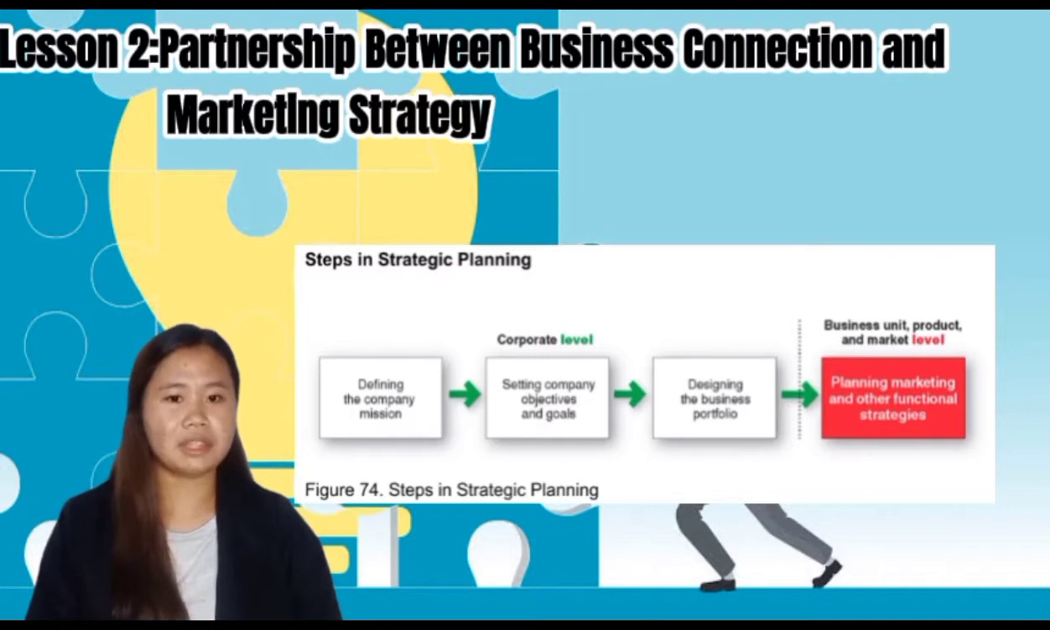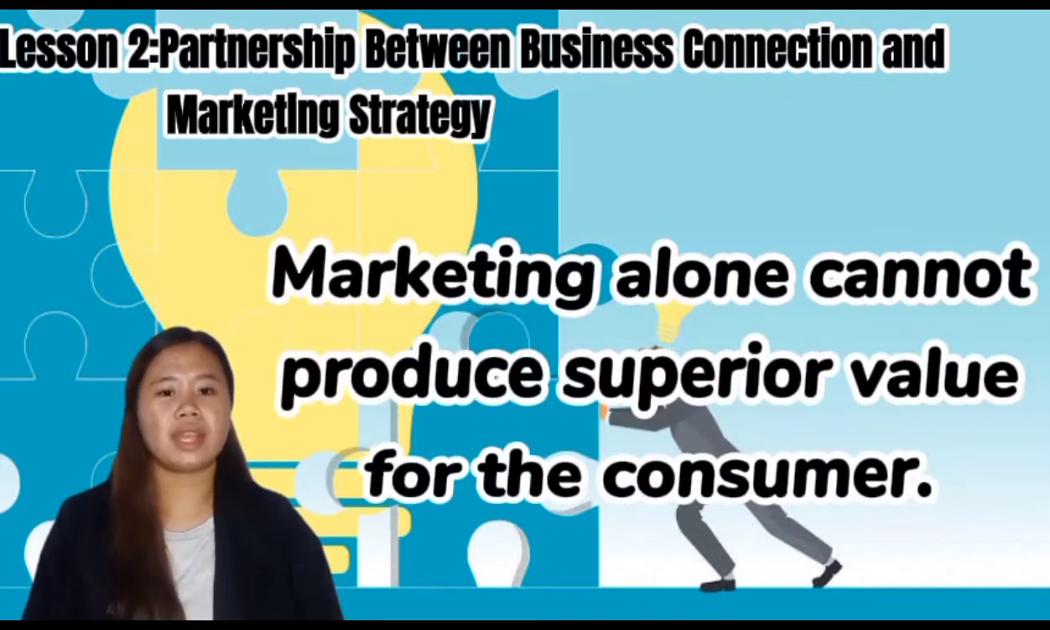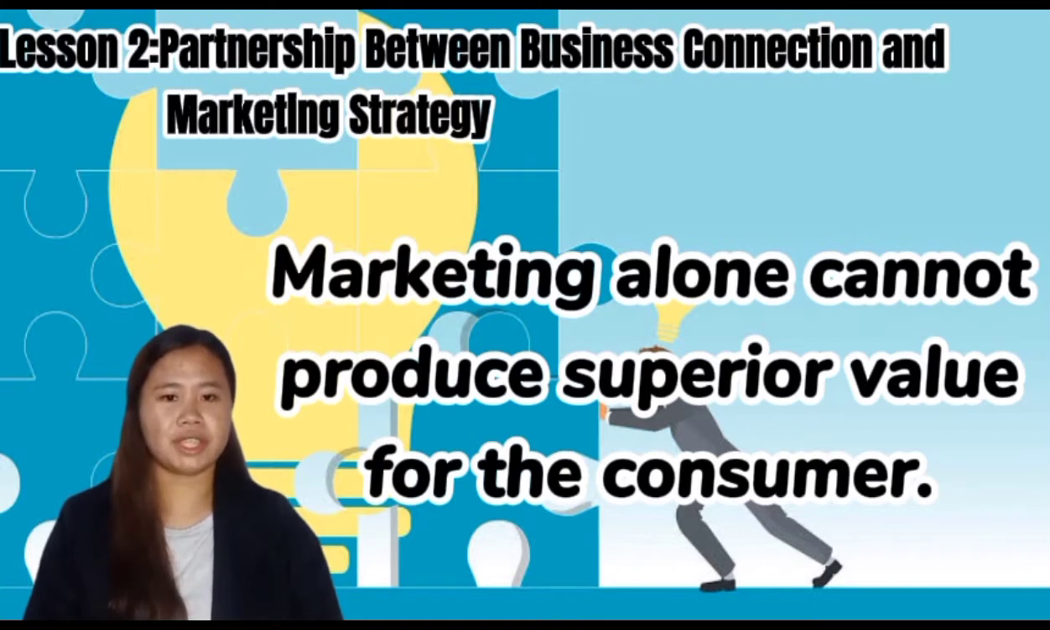Here, the management may include the collection of the products, services, and achievements of the company. The last step is planning marketing and other function strategies. Remember that marketing alone cannot produce superior value for the consumer. All company departments must work together to accomplish this.